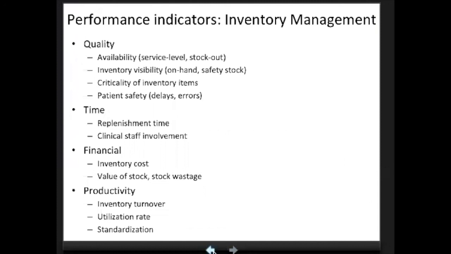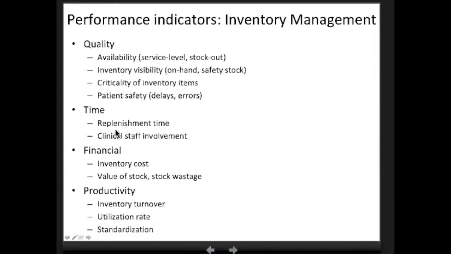activities which are helping in those processes that we just talked about in the previous slide. So they now highlight some of the performance indicators which organizations are using or can use as part of their inventory management and distribution management through a literature review that they did. They found that quality, time, financial, and productivity are the four big bucket items. Within each of them, you have categories within which performance measures can be created, like availability, which could be service level that you can offer, stock out levels, inventory visibility, criticality of inventory items, and patient safety. These are under the quality dimension.